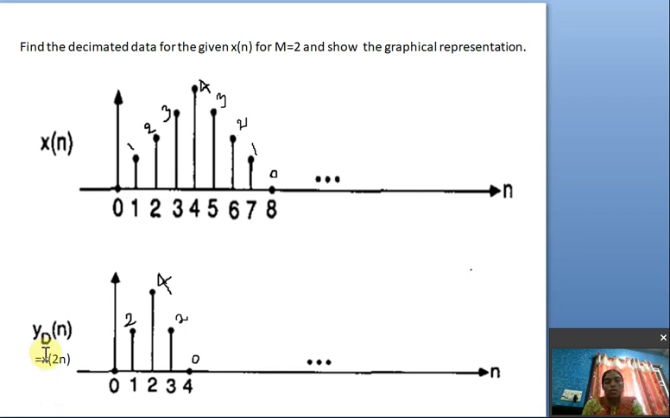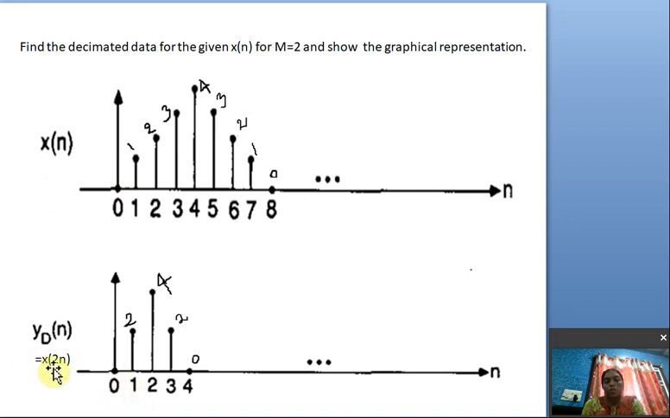So x of n decimated by a factor 2 is denoted as x of 2n. How can you find x of 2n from x of n? Here 2n means we take the samples n equal to 0, 1, 2 and so on. Substitute 0: x of 2 times 0 is x of 0. See the value in the actual signal: x of n at 0 is 0. So here also you get 0.